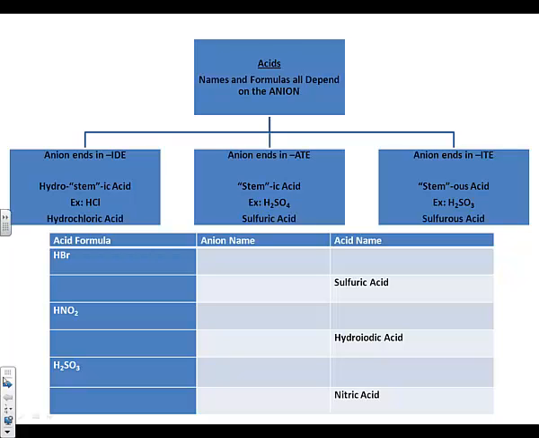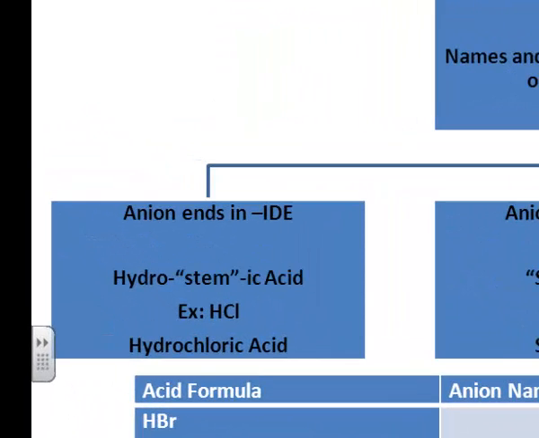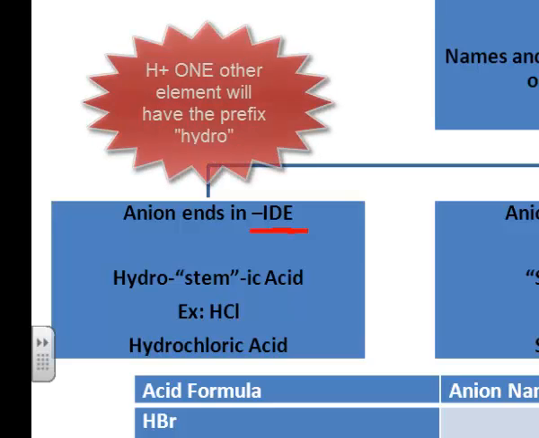First thing, if the acid ends with IDE, or if the anion ends in IDE, so we're looking at the negative ion of the compound. If it ends in IDE, meaning it's just hydrogen and one other element ending in IDE, we will call the acid hydro, give it that prefix, and then have the ending IC, so hydro-ic acid.